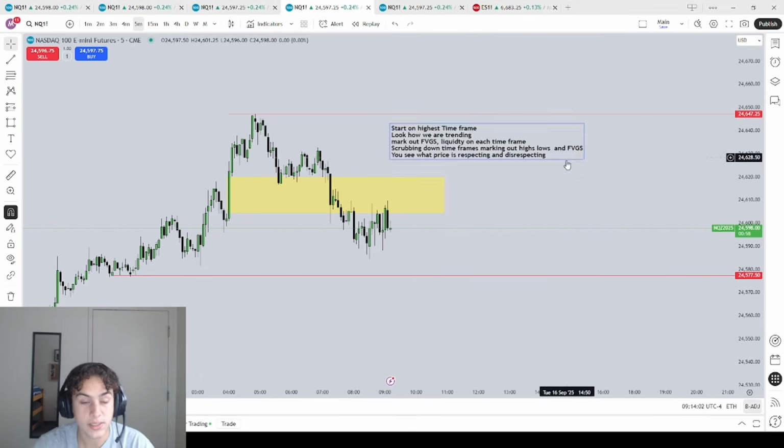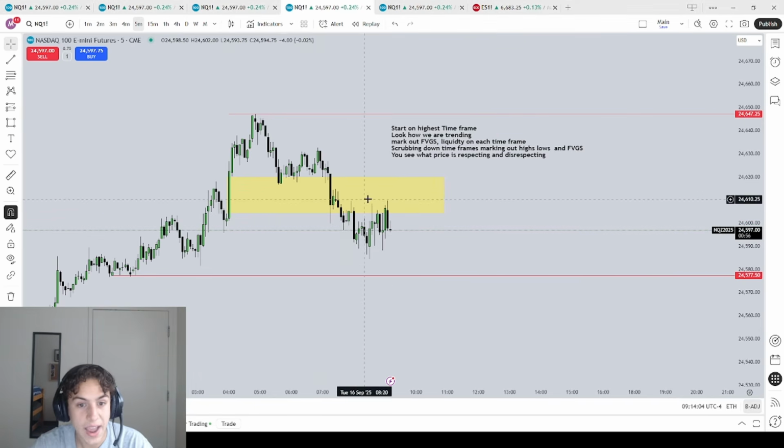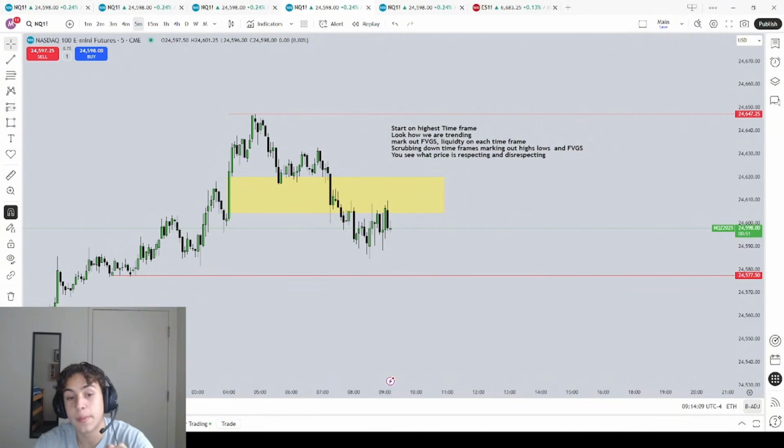But for my model, I want to see a liquidity sweep. So maybe we have to trade above one of these highs or something, trade into this fair value gap or something. So that's that. I'll make a clip after this video.